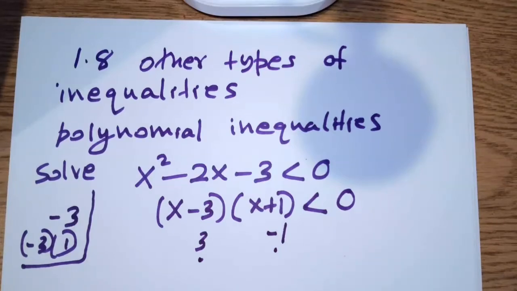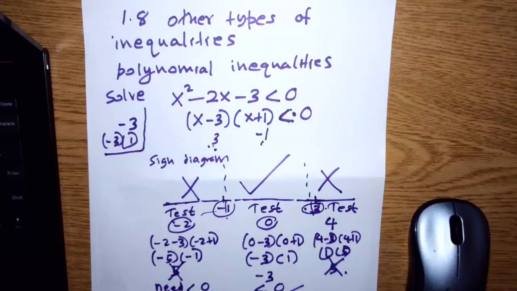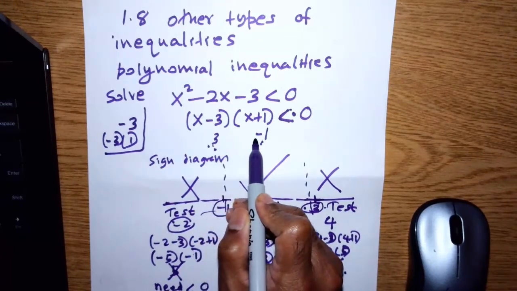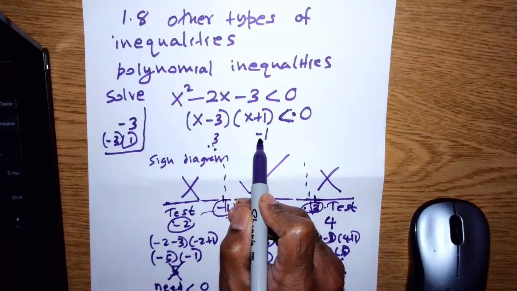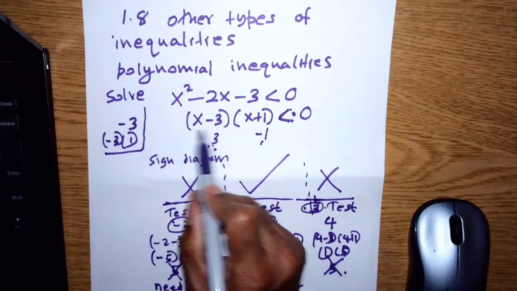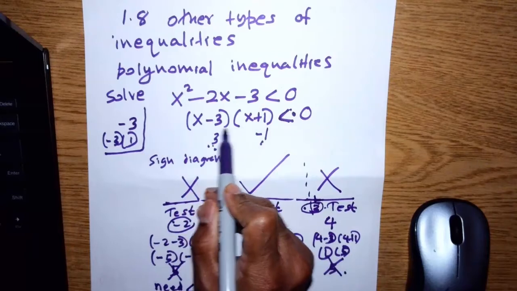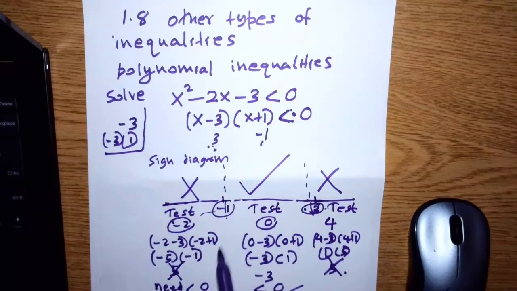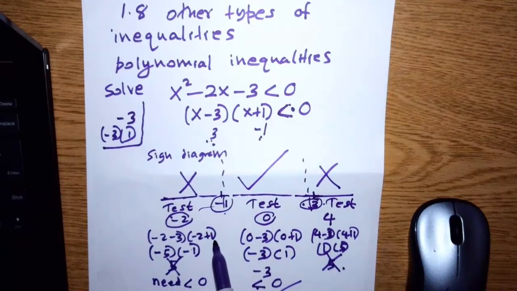So what I would want to do next is put a sign diagram. We want to take 3 and -1, our so-called roots of this equation, right? They're not really roots because this is an inequality, but if this was an equality, these would be the roots, 3 and -1. And create a sign diagram. The way I create the sign diagram is this.